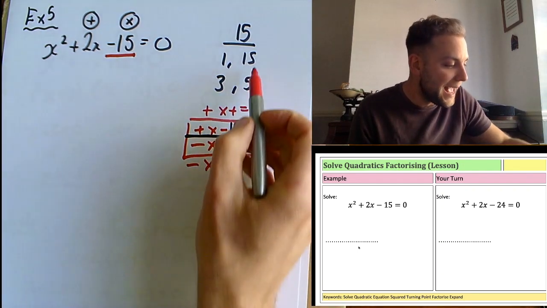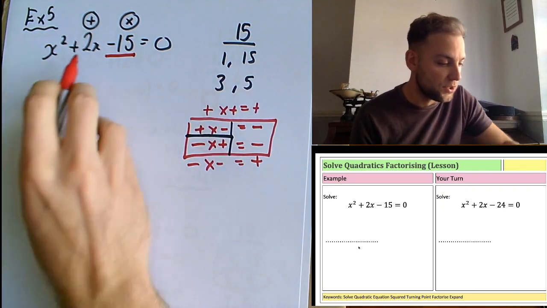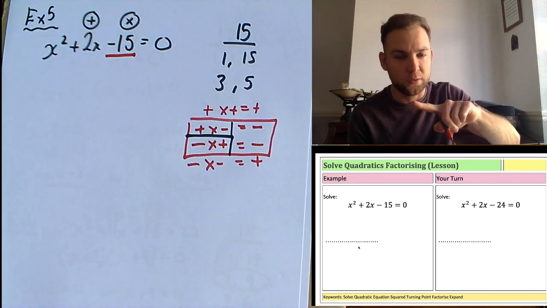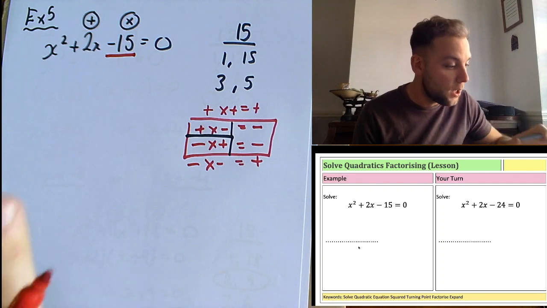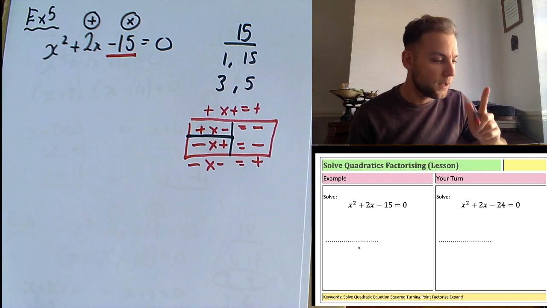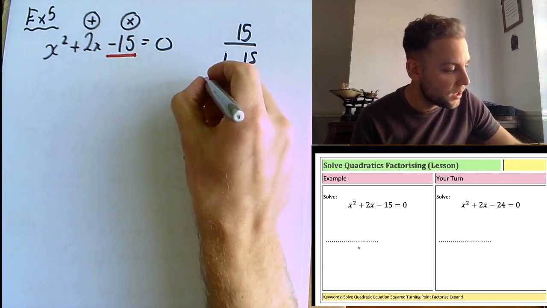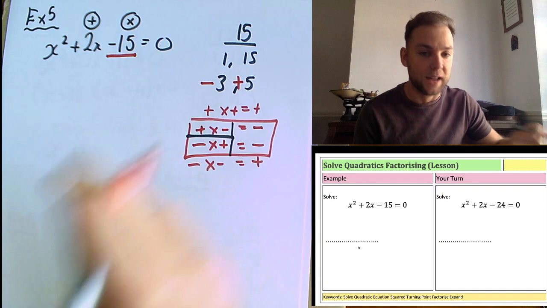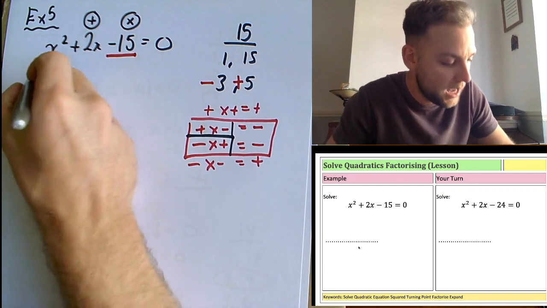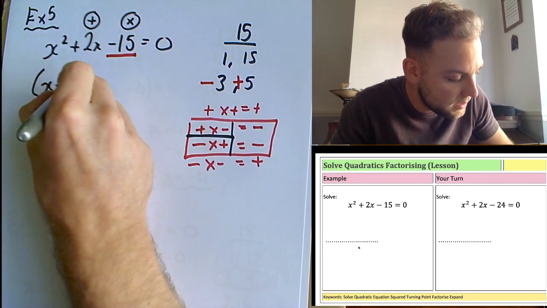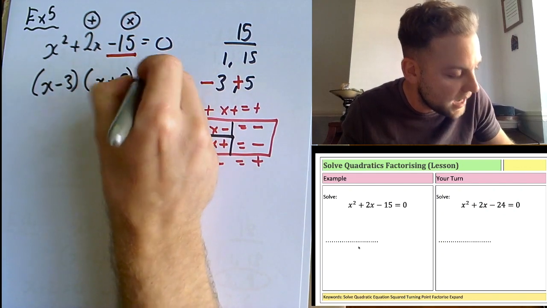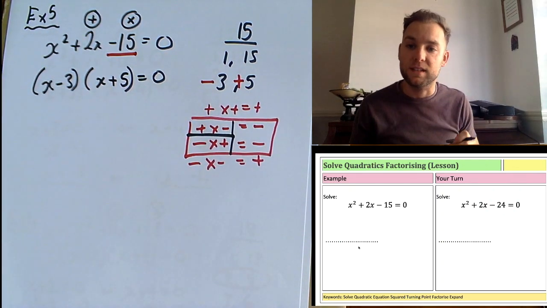So which combination of these with different symbols gives me 2? Well, it's not going to be 1 and 15, because 1 take away 15 is minus 14, and the other way around is positive 14. But 3 take away 5 is minus 2. I don't want minus 2. I do want positive 2, so it's going to be minus 3 plus 5, because plus 5 take away 3 is equal to positive 2. So here I've got x minus 3 and x plus 5 is equal to 0, and then it's in the format that I want it.